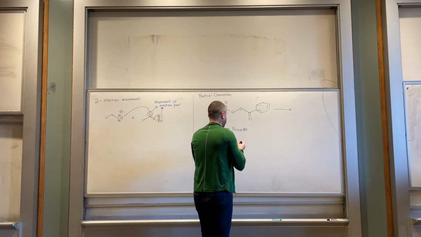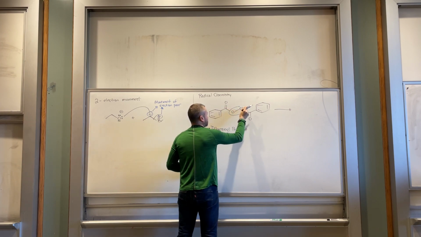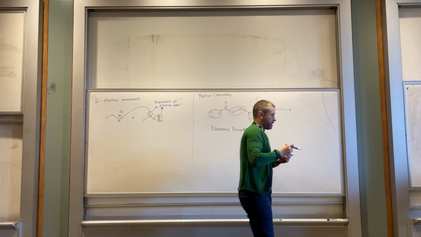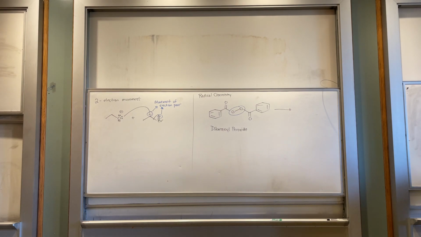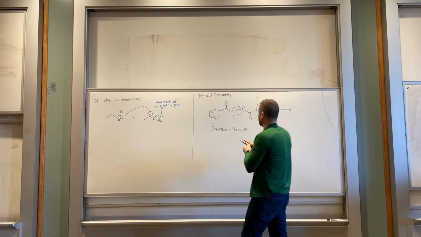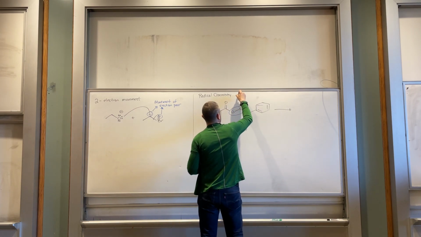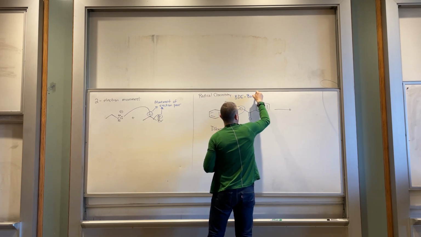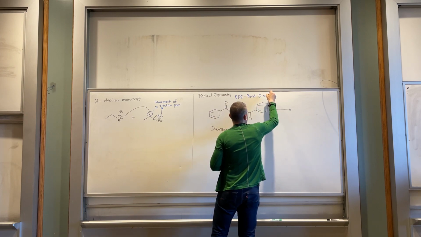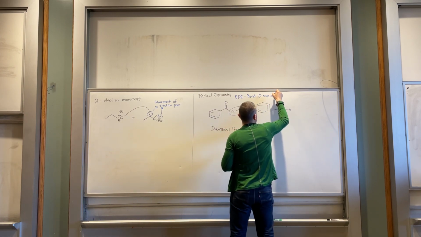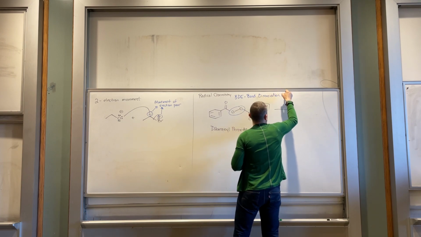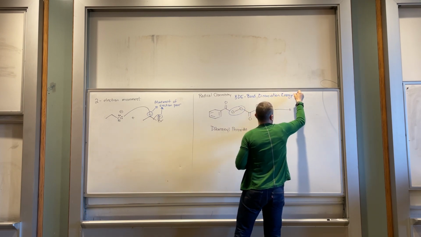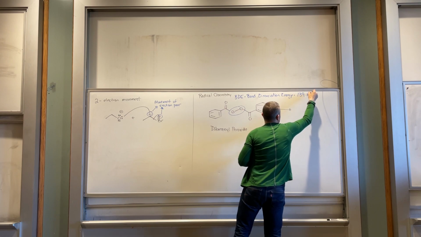Right, you can see it features an oxygen-oxygen bond in the middle, all right? And the oxygen-oxygen bond is typically very weak, all right? And this one in particular has a bond dissociation energy of 139 kilojoules per mole.